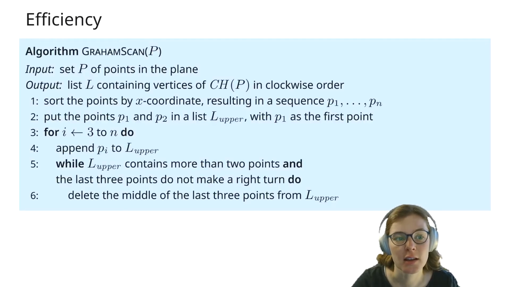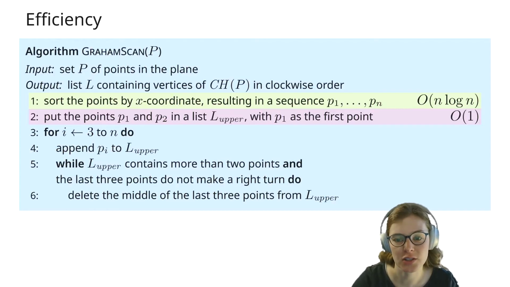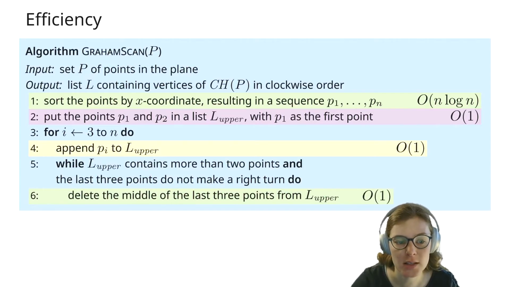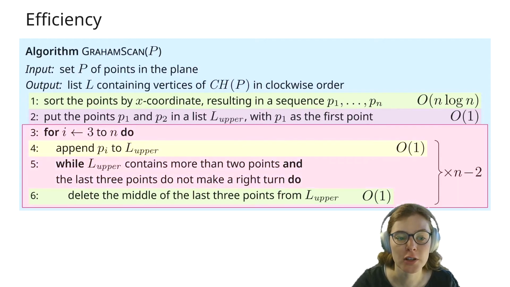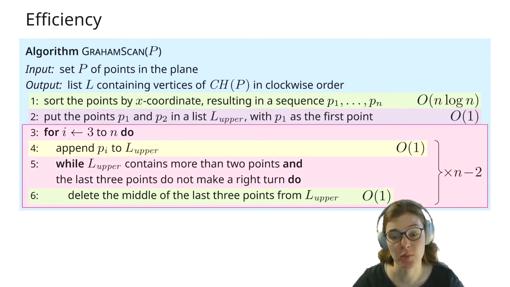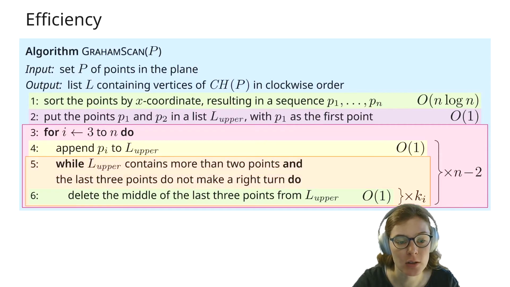So let's analyze the running time of the Graham scan algorithm that we have just developed. Line 1 sorts the set of points P by their x coordinates and thus takes O(n log n) time. Line 2 takes constant time because it's an operation on a constant number of constant size geometric objects. Line 4 and line 6 both as well take constant time to execute. And now we have the outer for loop that gets executed n minus 2 times, and the inner while loop that we don't know how many times it executes each time, but let's just denote it as parameter k_i.